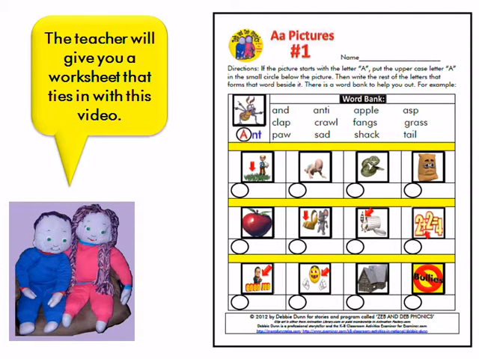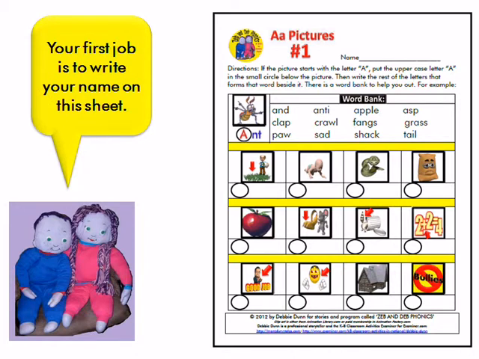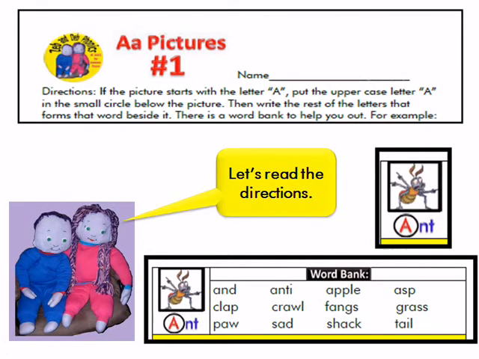The teacher will give you a worksheet that ties in with this video. Your first job is to write your name on this sheet. Let's read the directions. Directions. If the picture starts with the letter A, put the uppercase letter A in the small circle below the picture. Then write the rest of the letters that form that word beside it. There is a word bank to help you out.